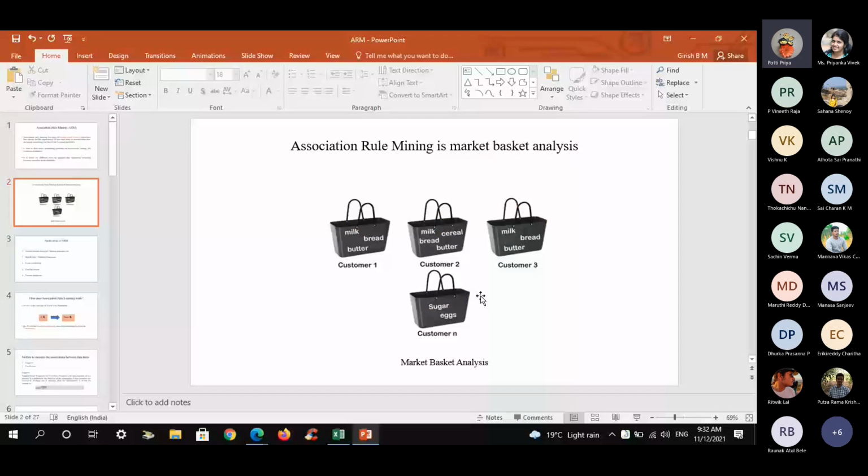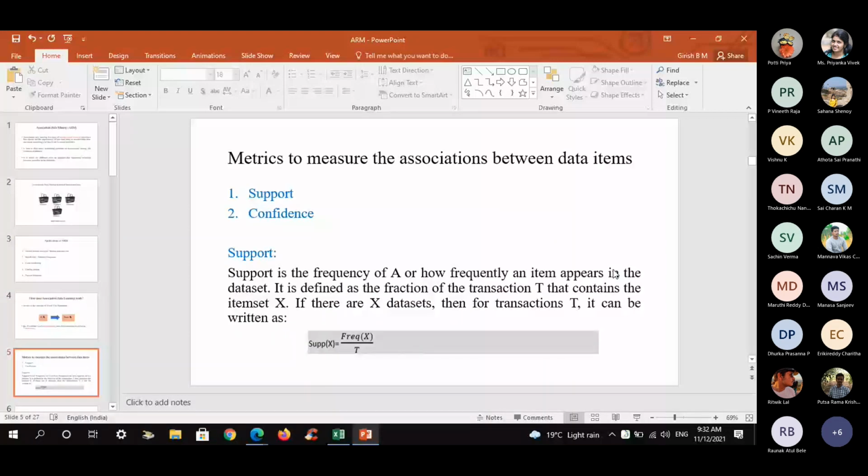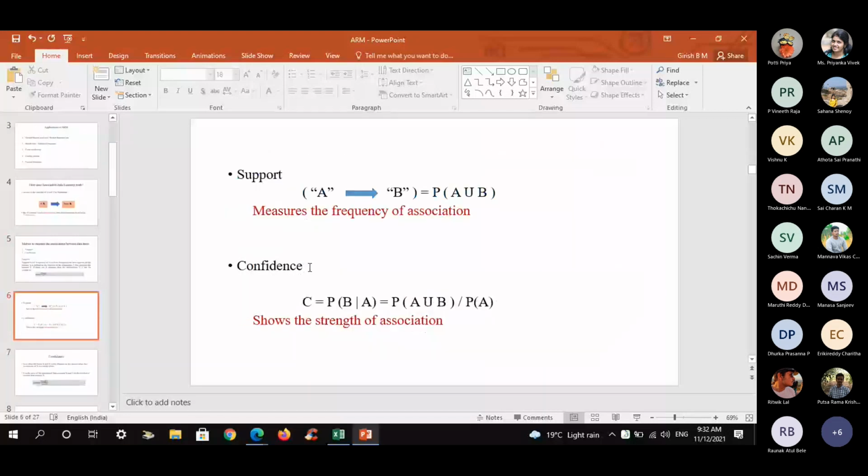So you saw association rule mining is market basket analysis in brief. In association rule mining, basically we generate simple rules: if item A is appearing in a transaction, then we look for item B. And the two main important parameters in this algorithm are support and confidence.